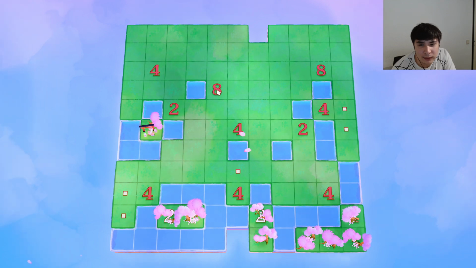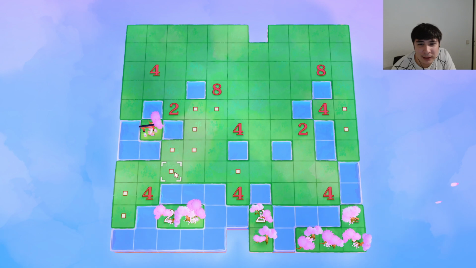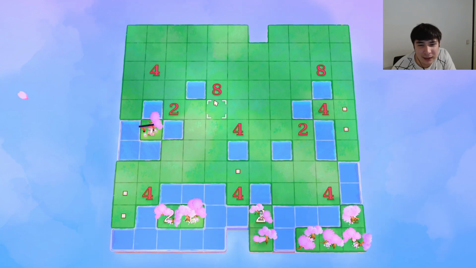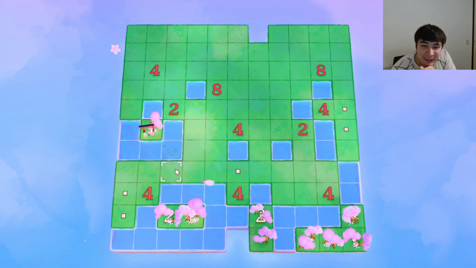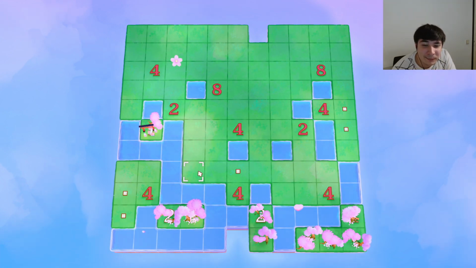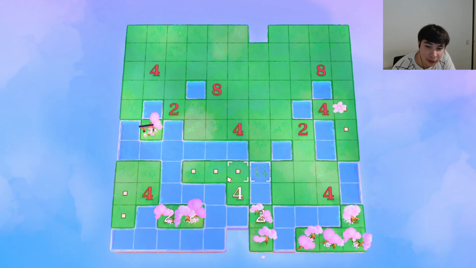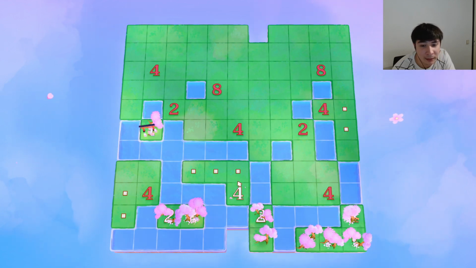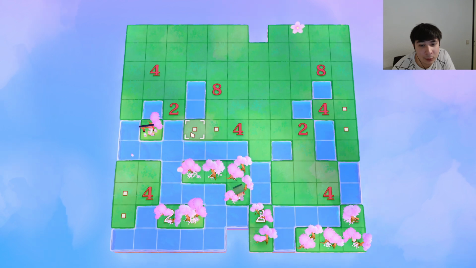Oh wait. No, this 8 could technically reach this, but I think that... No, it can't, because the 4 and the 2 block this. Okay, never mind. These are totally unreachable. So we're going to take this corner here with the 4 on the bottom, and this 4 in the middle goes to the left to fill in this corner.